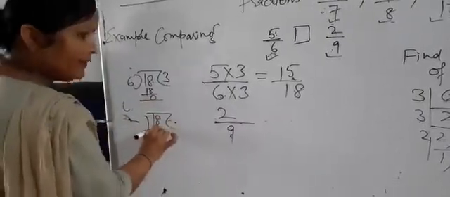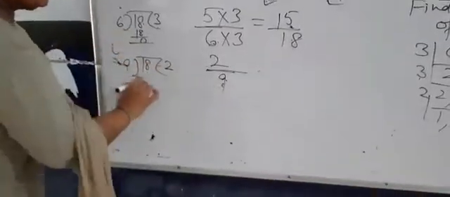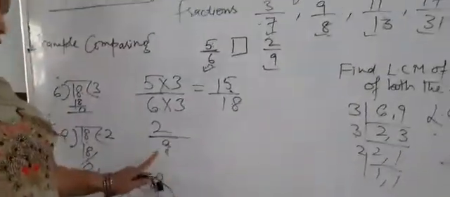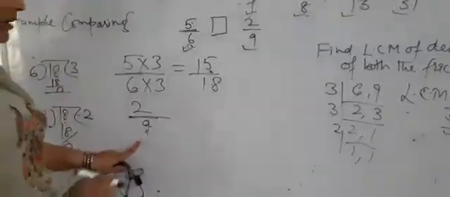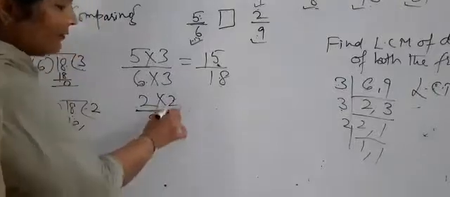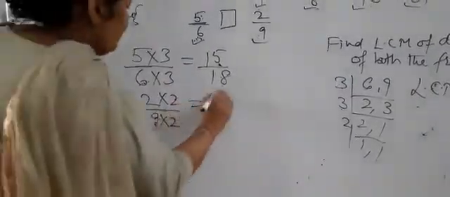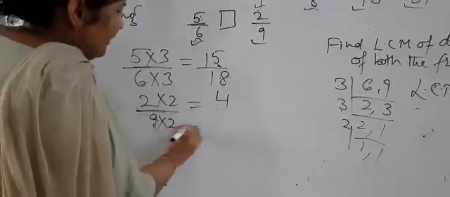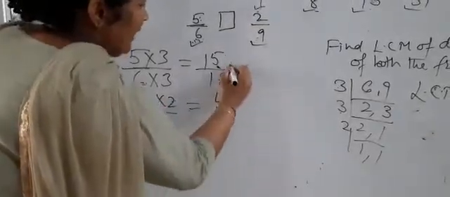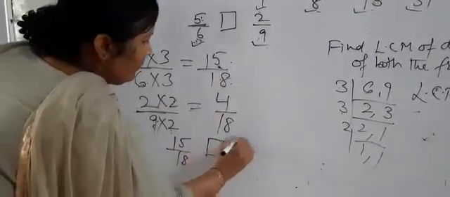18, this LCM will be taken as dividend, divide by 9. Now you have got the number 2, means the number which is to be multiplied by 9, then only you will get 18. Multiply and divide this fraction 2 upon 9 by 2. You will get 4, 2 2s are 4, 9 2s are 18. In this way, 15 upon 18 and 4 upon 18.